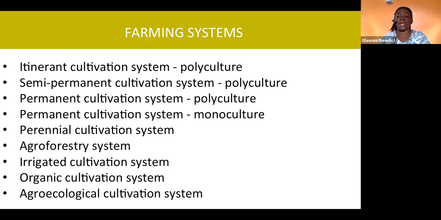Then going to the breakout session, each group will discuss the agroforestry system, the irrigated cultivation system, the organic cultivation system, and the agroecological cultivation system. So these four systems will be discussed by us at the breakout session, but I will take us through the first five so that we have an understanding of what we need to do in the breakout session.